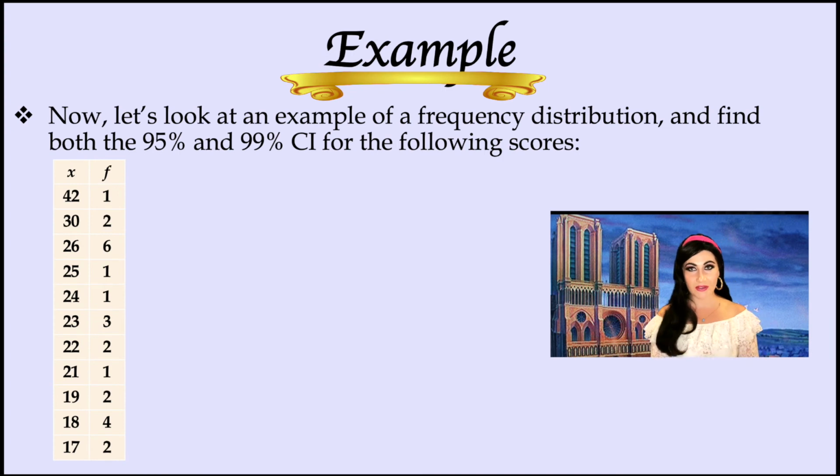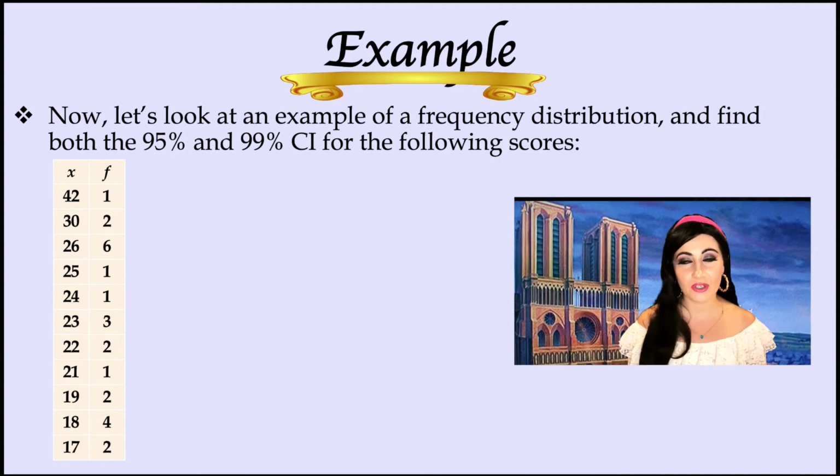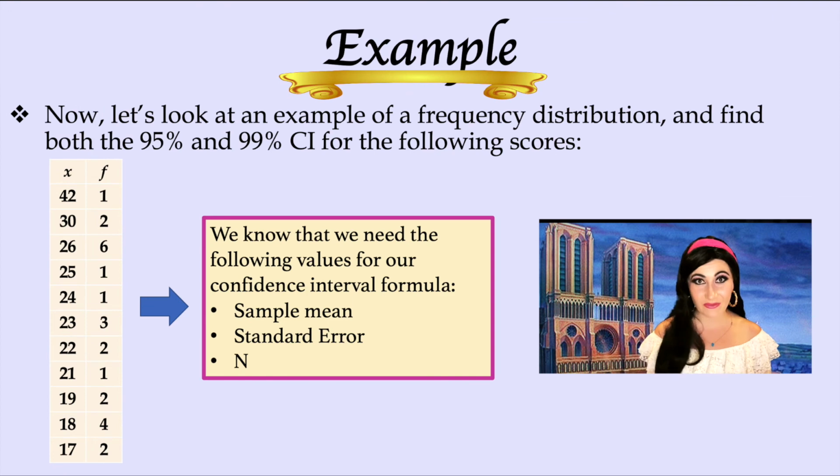So what happens if you have a frequency distribution where you have to calculate all of the values on your own from scratch? So the most important thing to remember is what are the values that we need for our confidence interval formula. We know that we need the average of the sample, we need the standard error, and we also need to know the number of people or the number of data points in this particular sample. So let's go ahead and set up our columns that we need to find those values.